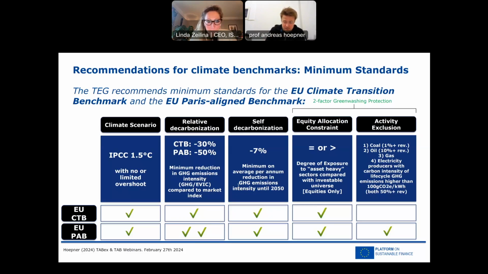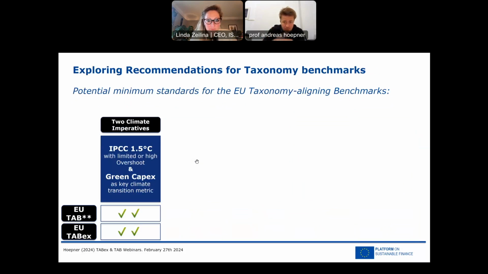Then I'll continue. So in the same scheme, I shall present taxonomy-aligning benchmarks. So first, on taxonomy-aligning benchmarks, we have two climate imperatives. So we focus on the IPCC 1.5 degree with limited or high overshoot. Notably high overshoot here because we won't have an initial decarbonization threshold.